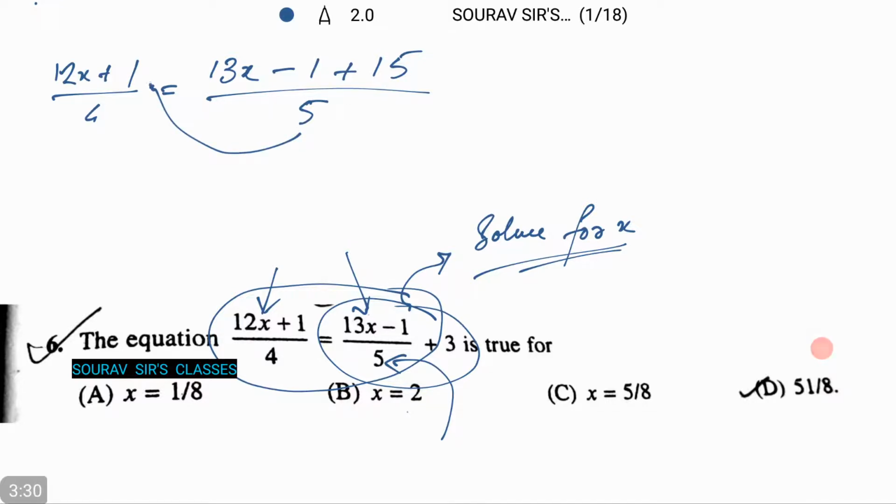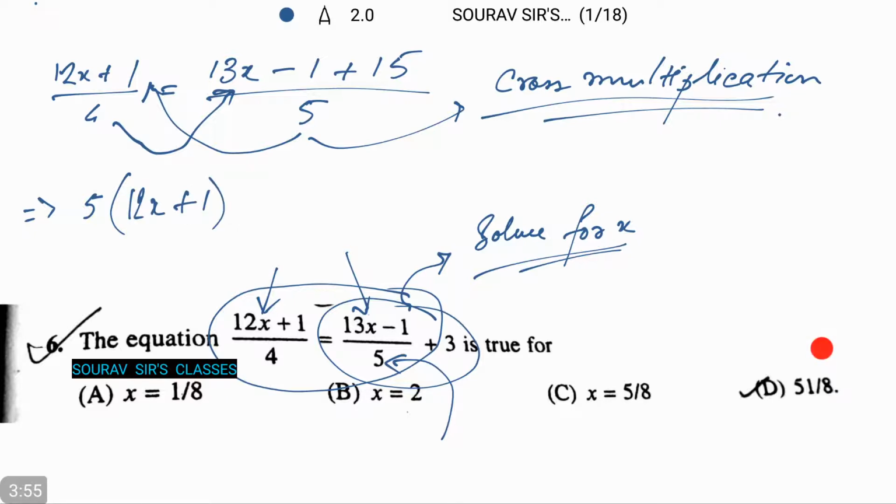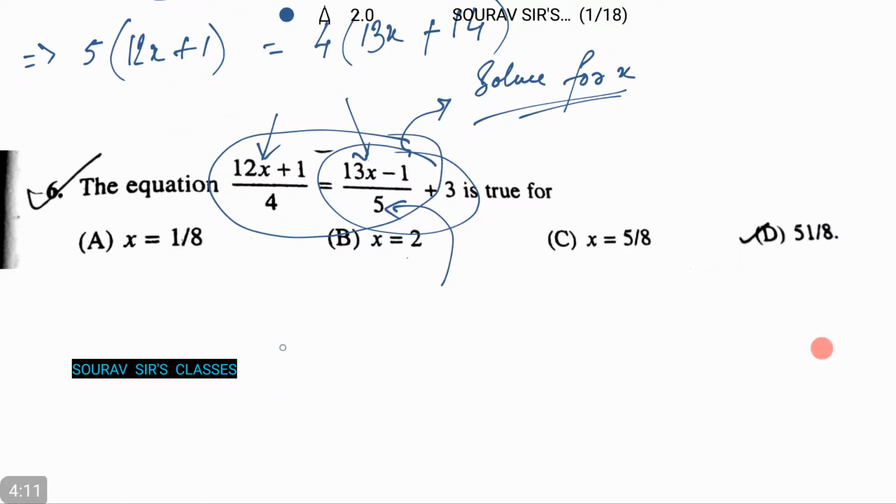Now we just multiply this here and multiply this here. This technique is called cross multiplication. So on cross multiplying, we have 5 into 12x plus 1, which is equal to 4 into 13x plus 14, which will eventually give 60x, 5 into 12 plus 5 into 1 is 5 equals 4 into 13 is 52x plus 56, 4 into 14.